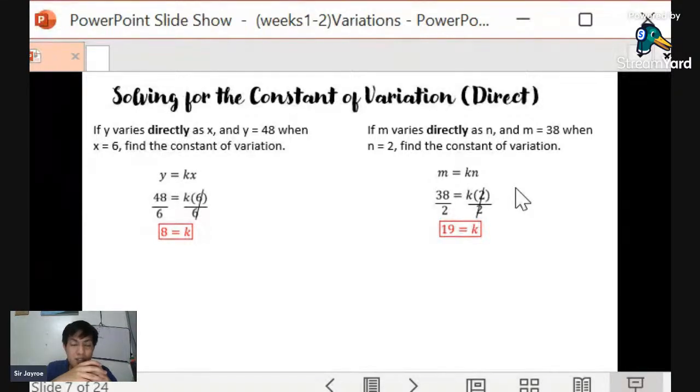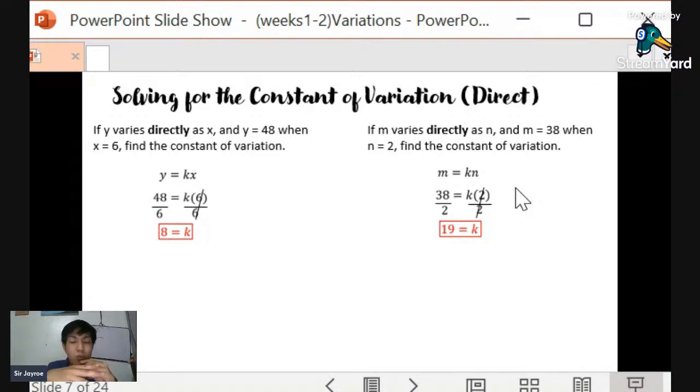But since it's just a constant of variation for direct variation, the keyword is divide. So all you have to do is to divide. Let's go back to the first example. The given is 48 and 6. So we're just going to divide. 48 divided by 6, that is 8. It's that simple.